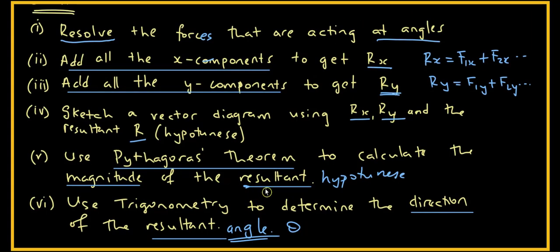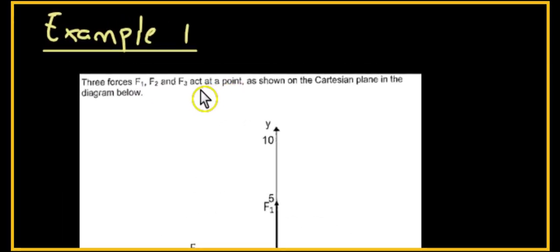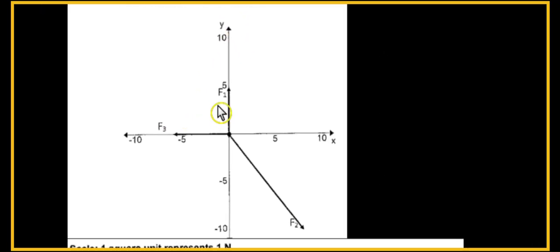Now let's have an example here to see how this works. Right, here's an example. 3 forces, force 1, force 2, and force 3 act at a point as shown on the Cartesian plane in the diagram below. Right, so we can see that we have our force number 1 right here, and then we have force 2 here, and then we're having force 3 here.